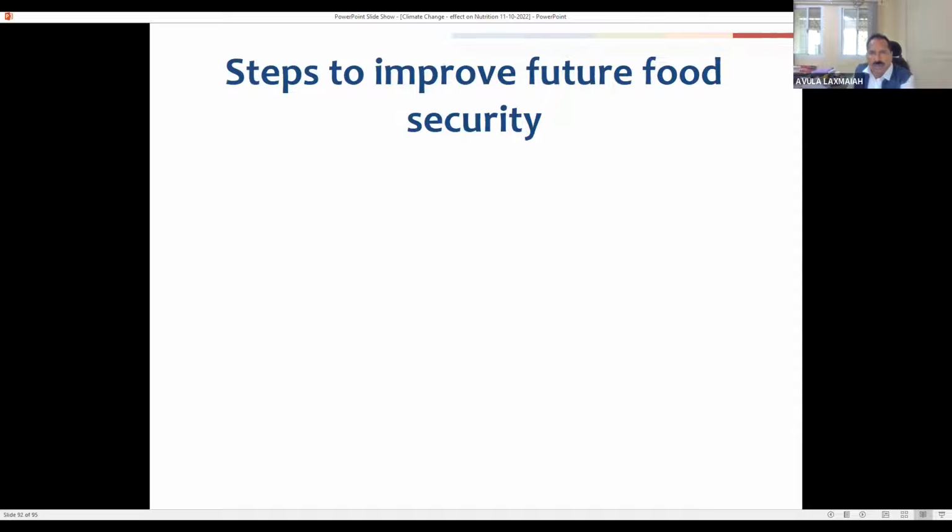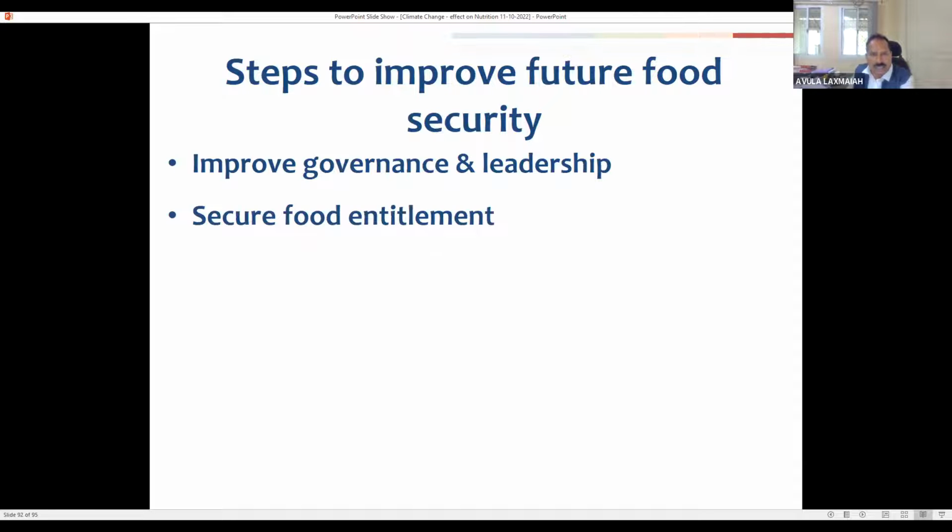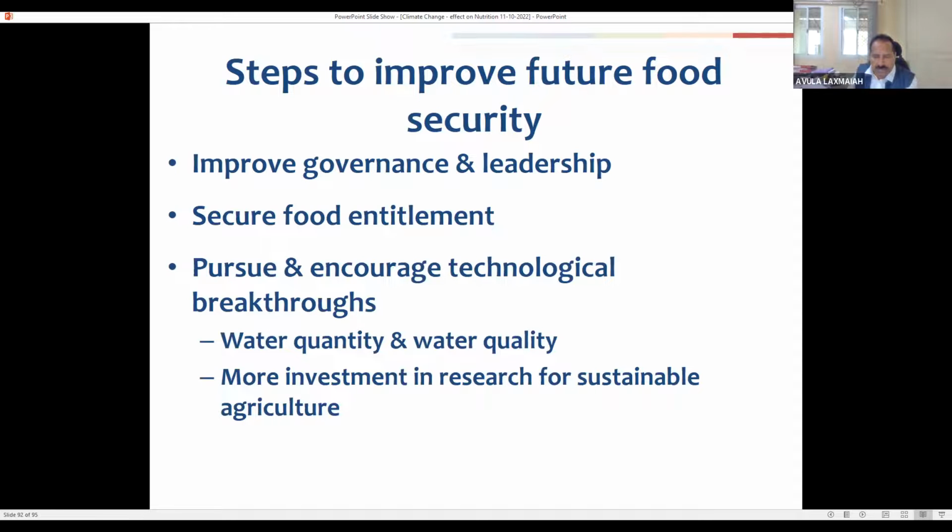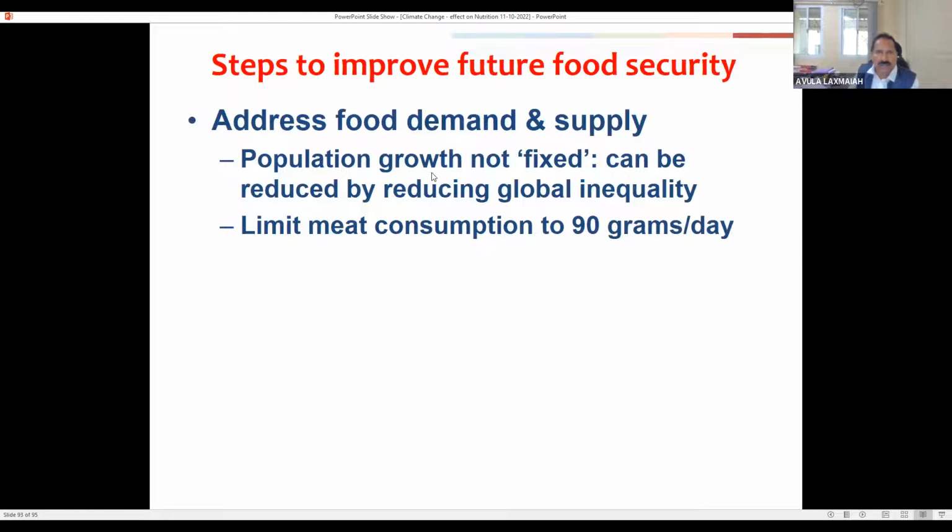And so, steps to improve future food security: improve the governance and leadership, secure the food entitlement, and pursue and encourage technological breakthroughs, water quantity and quality of the water. Also, we have to see more investment in research for sustainable agriculture. This area is very important. As even Dr. Srivastava also said, research on climate change is very important. I'm happy that ICMR has taken that initiative.